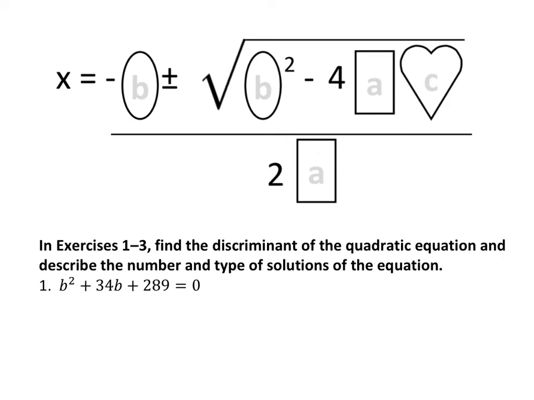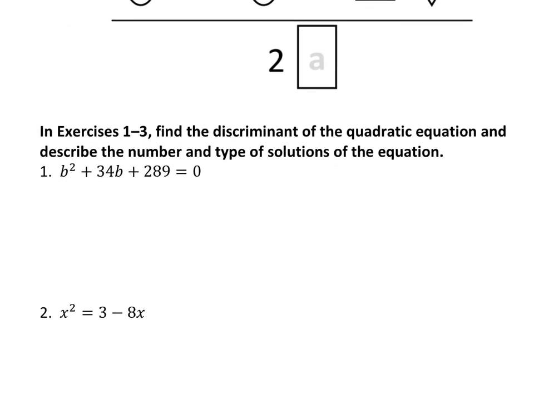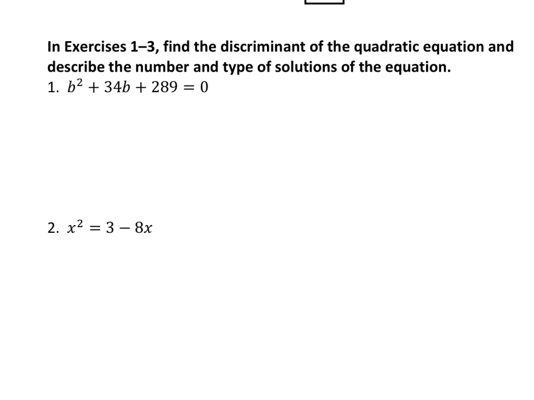You have the same quadratic formula. But in exercises 1 through 3, it says find the discriminant of the quadratic equation. Remember, the discriminant is just b squared minus 4ac, the stuff underneath the square root. Then we're going to describe the number and the type of solutions for the equation. So first, because the discriminant needs b, a, and c, we need to figure out what the b, the a, and the c are. In example number 1, what is the a value? It's next to b squared. What number's there? 1. Very good.